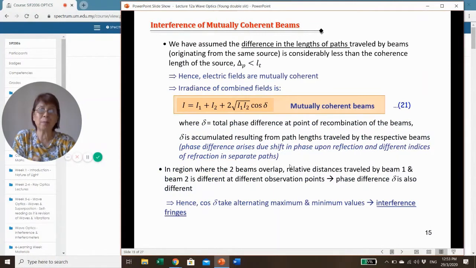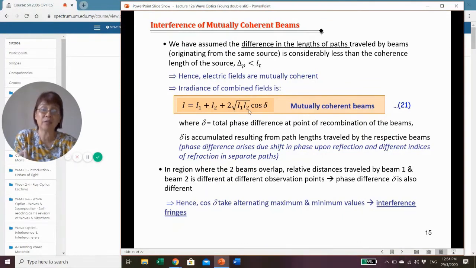Okay. So now we have assumed that this difference in the path lengths traveled by the beams, assuming that they come from the same source, is considerably less than the coherence length of the source. In other words, the path difference here is less than the coherence length. So therefore, the electric fields are mutually coherent. And if they're mutually coherent, we can then define the interference term. So the irradiance of the combined field would still be as we derived before.